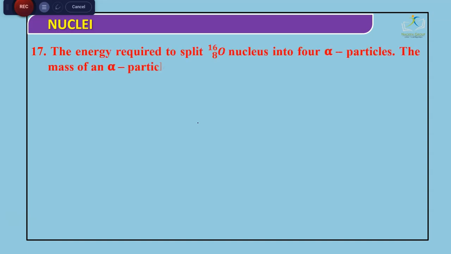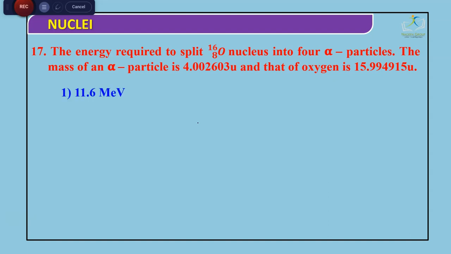Next question: the energy required to split an oxygen-16 nucleus into 4 alpha particles. The mass of the alpha particle is 4.002603 u and that of oxygen is 15.994915 u. The options are 11.6 MeV, 13.7 MeV, 14.4 MeV, or 15.8 MeV.